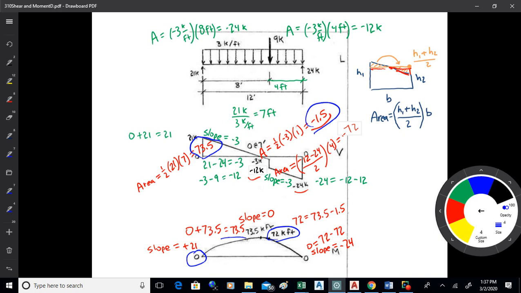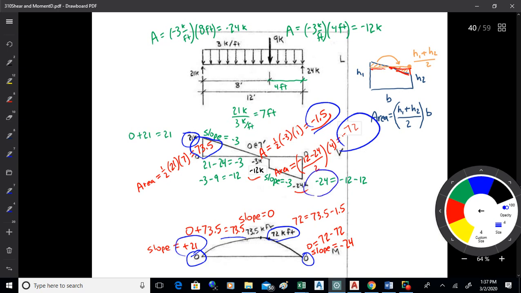From there, you're at 72. You've got the area here of negative 72, so that'll drop you back down to 0. Okay. Now the slope at the top is 0. The slope on the far left is equal to the value of the shear, which is 21. And the slope on the right is equal to the value of shear, which is negative 24. So it goes up with a slope of 21, tops out with a slope of 0, and then comes down with a slope of negative 24. So that's concave down, I think is what that is. Okay. So that's the shape.